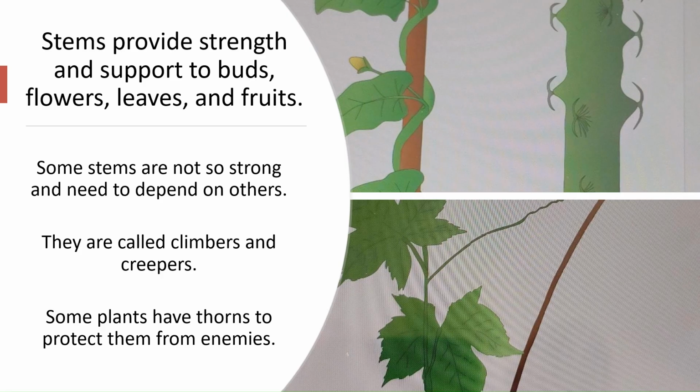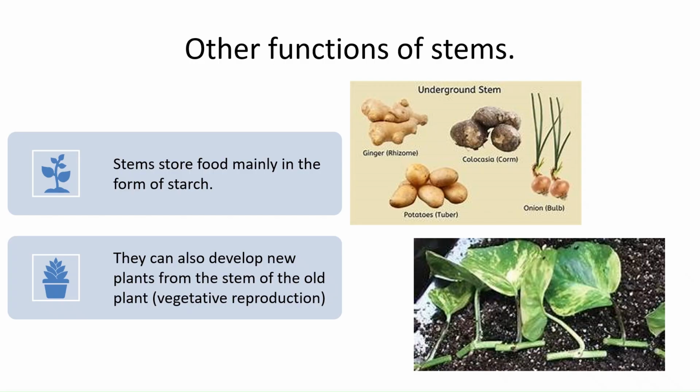Stems provide strength and support to buds, flowers, leaves, and fruits. Some stems are not so strong and need to depend on others. They are called climbers and creepers. Some plants have thorns to protect them from enemies. Other functions of stems. Stems store food, mainly in the form of starch. They also develop new plants from the stem of the old plant, called vegetative reproduction.